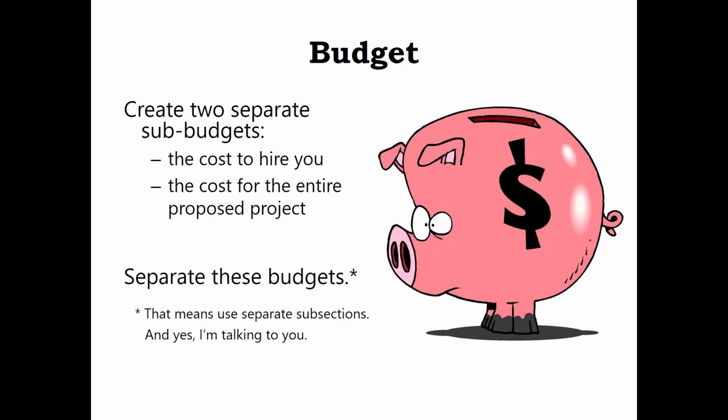So you're going to have, I would very strongly recommend, a major budget section, then a brief paragraph that tells about what this section is, what you are going to talk about in it, a subheading for the cost to hire you, your group, and then a subheading for the cost for the entire project you're talking about.